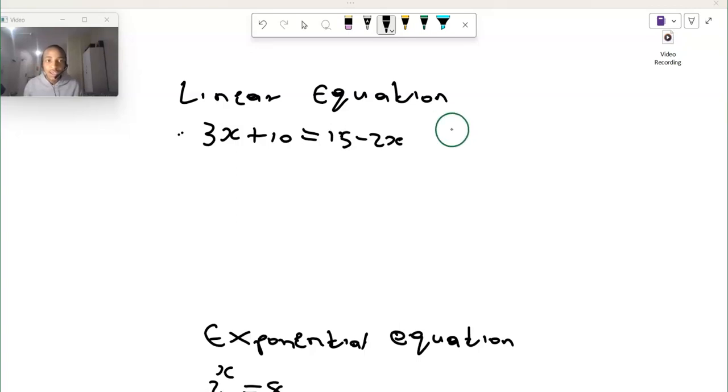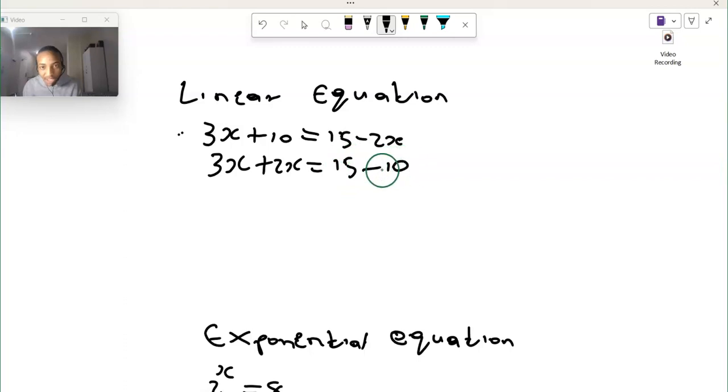We do have an example here which says 3x plus 10 is equal to 15 minus 2x. So how are you going to solve this one? Okay, on this one we will just say 3x plus 2x is equal to 15 minus 10.